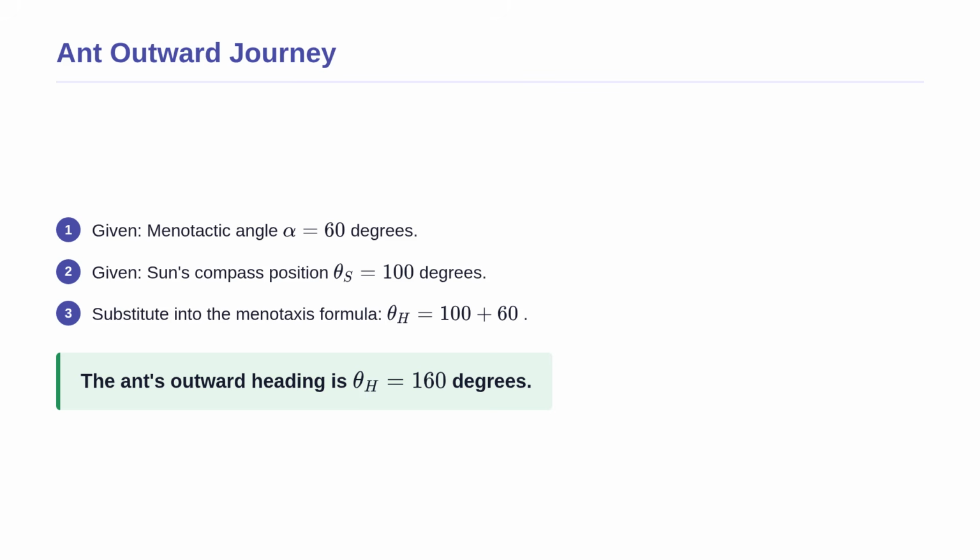We plug in the sun's compass position of 100 degrees and the ant's chosen menotactic angle of 60 degrees into our formula. Adding these together gives us the absolute compass direction. The ant's outward heading is exactly 160 degrees. This establishes the precise outward trajectory of our foraging ant across the featureless terrain.